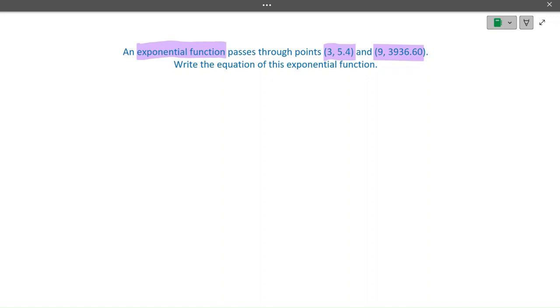So here's the bottom line. Our basic exponential equation is y equals a times b to the power of x, where a is our starting value and b is the base of our exponential function. I know by looking at these 2 points, if I look at my y values, I'm going from 5.4 to almost 4,000 as x gets bigger. I know straight away b is going to be a number greater than 1 because we're dealing with exponential growth.